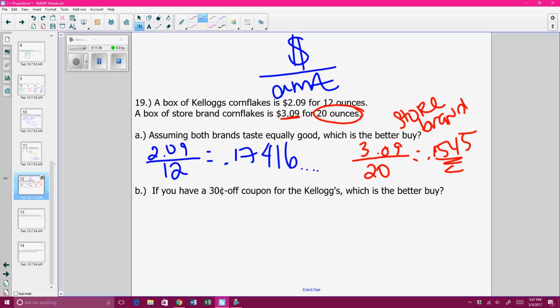If you have a 30% off coupon for Kellogg's, we're then going to compare the Kellogg's to the store brand. The 30 cents is only off the Kellogg's though.